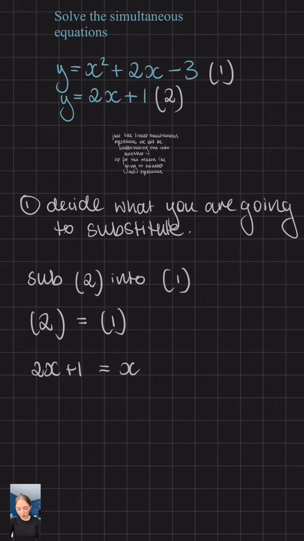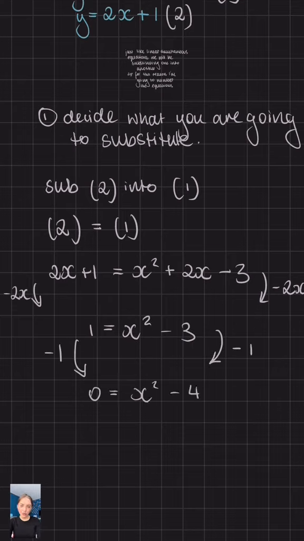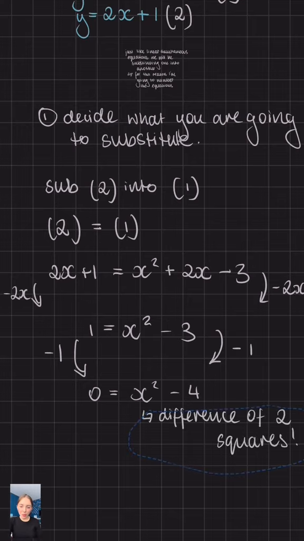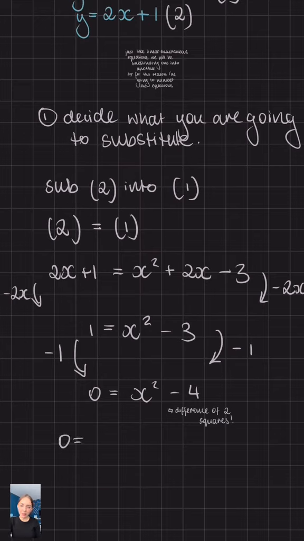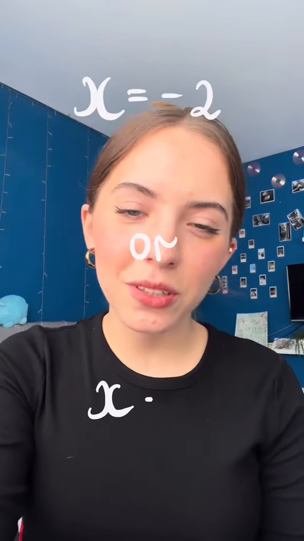So I get 2x plus 1 equals x squared plus 2x minus 3. I'm going to subtract 2x from both sides to get 1 equals x squared minus 3. And I'm going to subtract 1 from both sides to get 0 equals x squared minus 4. X squared minus 4 is a difference of two squares, so factorising it, in one bracket we get x minus 2 and in the other bracket we get x plus 2. So that means that our two equations from this are going to be 0 equals x plus 2 or 0 equals x minus 2, meaning that x equals either minus 2 or 2.